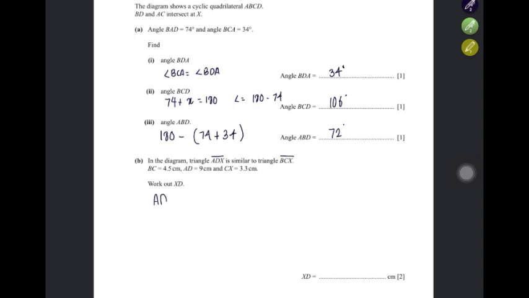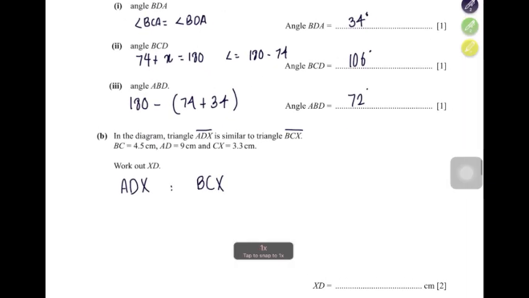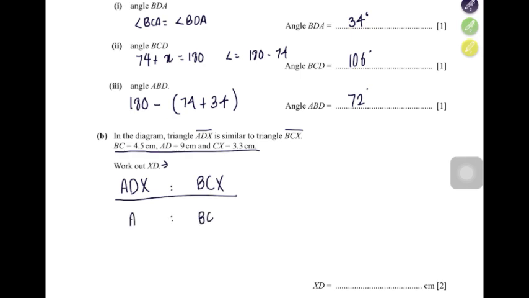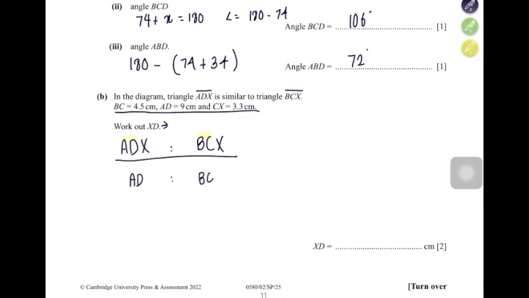In part B, in the diagram, triangle ADX is similar to BCX. So we can write ADX is similar to BCX. So let's try to work out XD based on these values. They have given us BC and AD and CX. Work out XD. AD corresponds to BC, because these are the first two letters. The order really matters. First two letters. So we found AD and BC. And then CX is given. CX is going to correspond to DX.